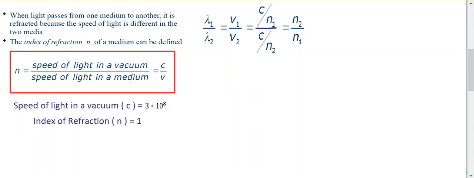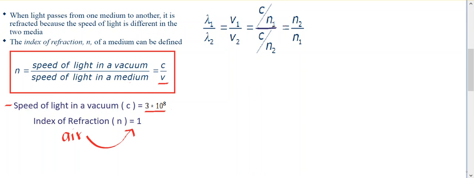The index of refraction, denoted by a lowercase n, of a medium can be defined as the speed of light in a vacuum, which as you see right here is a constant 3 times 10 to the 8th, over the speed of light in a medium. You usually have to solve for this bottom, the speed of light in a medium. A common index of refraction to know is that the index of refraction for air is equal to 1.